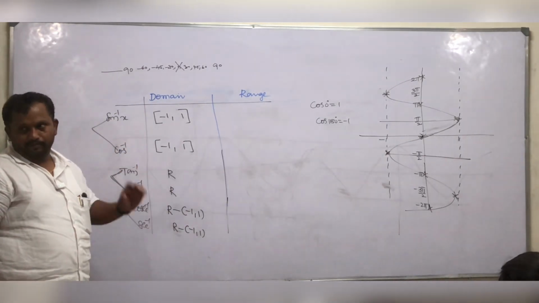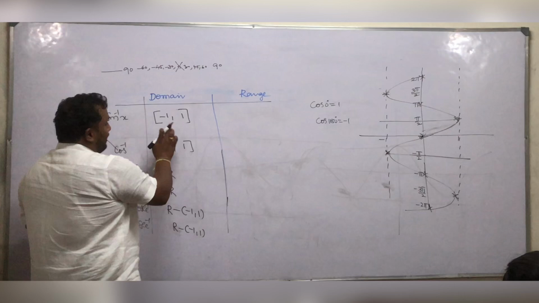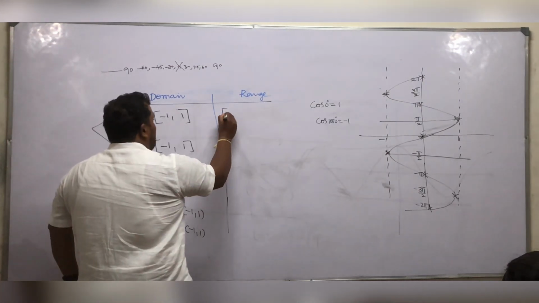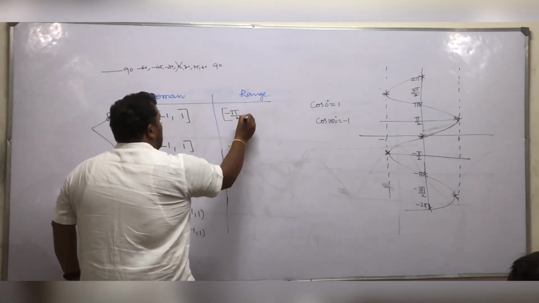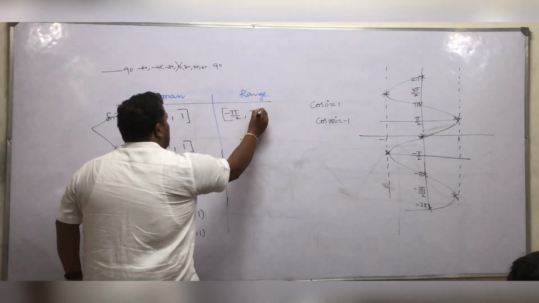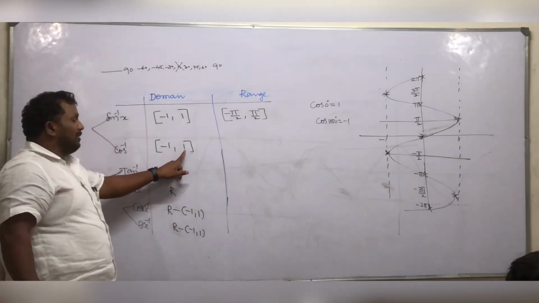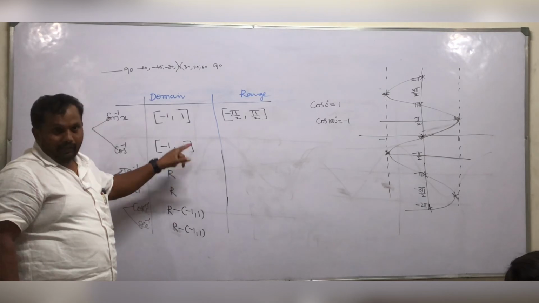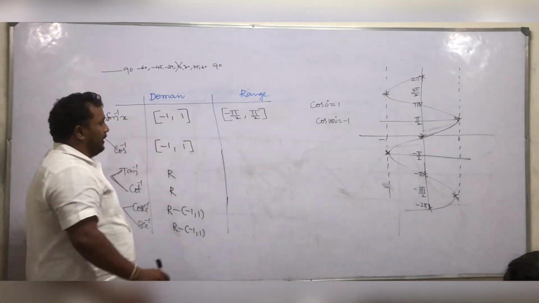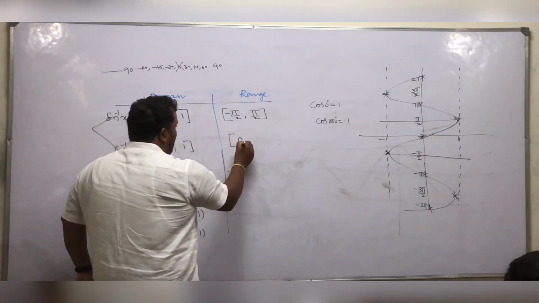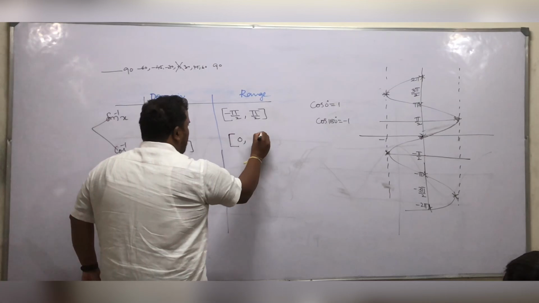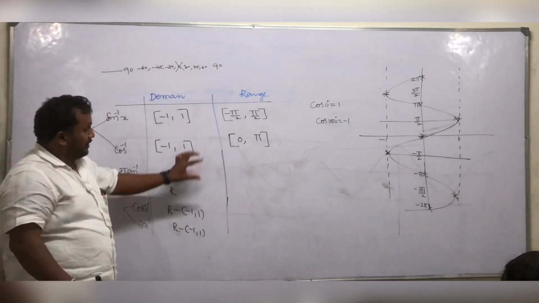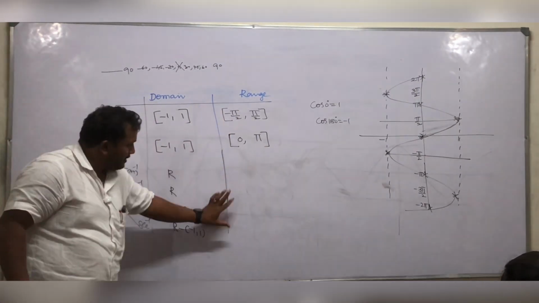This is first line. Second one, you know already. Minus 1 satisfies sine function, minus 90. 1 satisfied, plus 90. Cos 180 value, minus 1. Cos 0 degrees value, 1. 0 to 180. 180 means pi. This line practice, same answers, next write down.